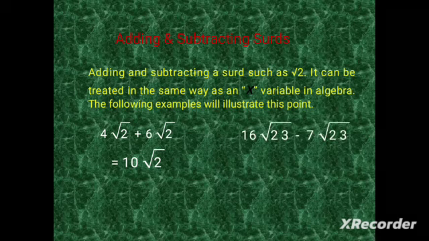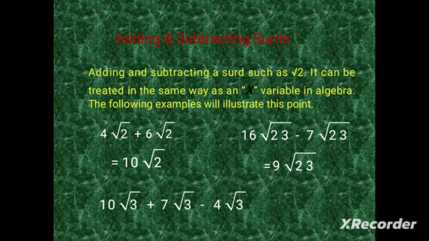Example number 2, 16 square root of 23, or 16 root 23 minus 7 root 23, will get 9 root 23. We have just treated the surd in this case, which is root 23, to be x. And now 16x minus 7x, you get 9x. And our x in this case is square root of 23. And now our answer is 9 root 23.